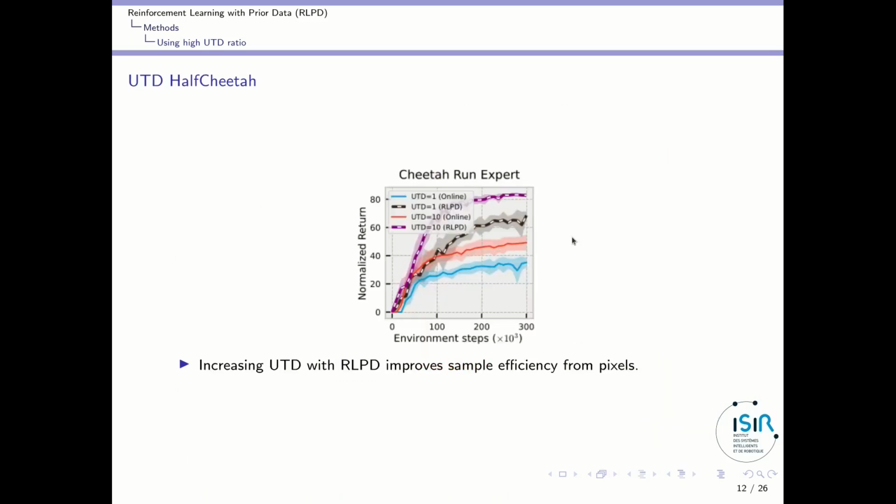And again, experimentally, they show that when they use UTD ratio of 10 instead of 1, their algorithm learns faster, so you are more sample efficient. That's the red against the blue and the dotted pink against the dotted black.